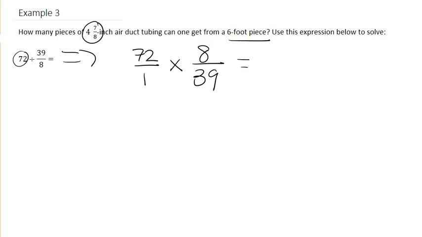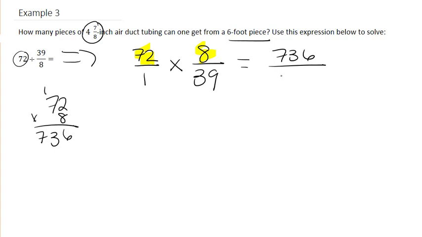So we have 72 times 8. 2 times 8 is 16. 8 times 7 is 56, plus 1 is 57. So now, by multiplying those two numbers, we get 576 over 1 times 39, which is 39. So this would be our answer.